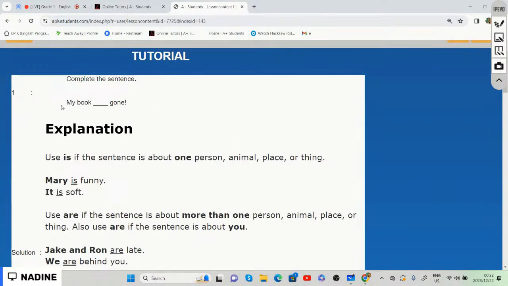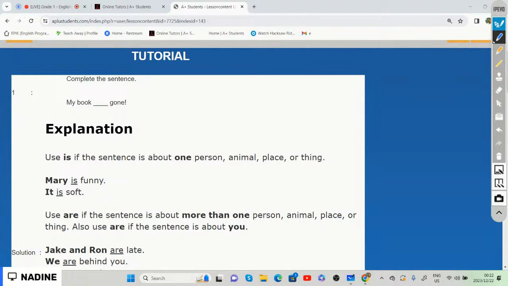All right, so now we're going to have to add is, are, or am to complete the sentence. Do you say my book is gone, my book are gone, or my book am gone? And my book refers to one thing.